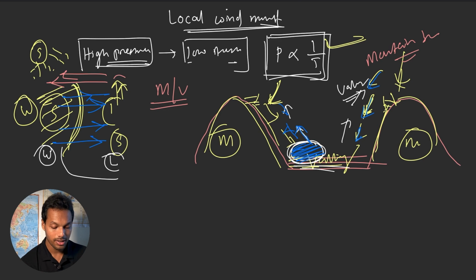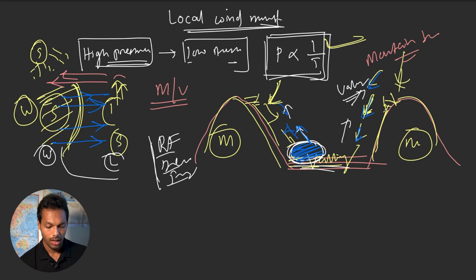Then this valley breeze has some significance in terms of precipitation as well. Let's discuss how. Precipitation is of different types: rainfall, dew, and fog. These are all different kinds of precipitation. If there is a water body in the valley, and the valley breeze moves along the water body and rises, then what will happen?